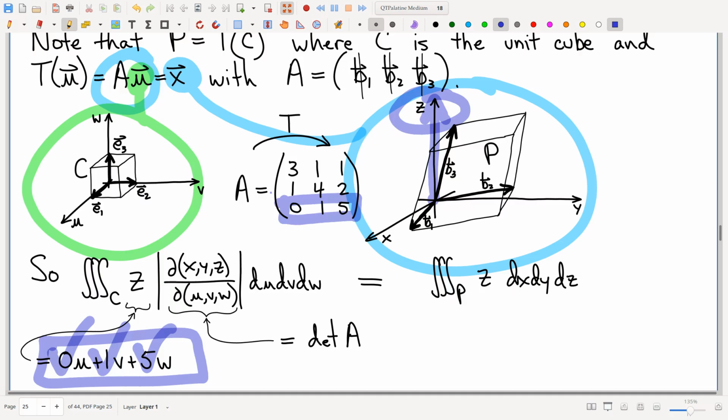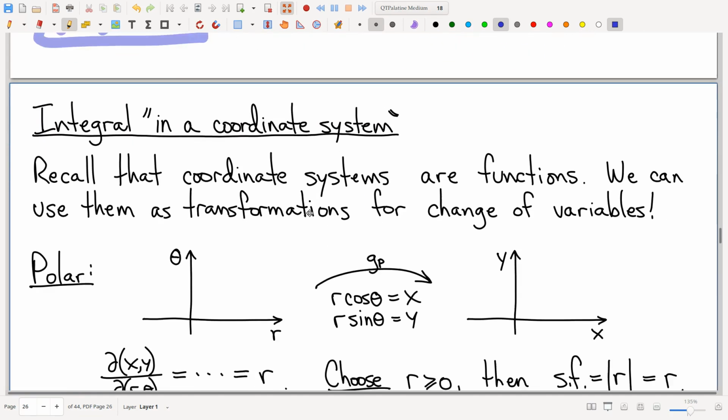Sorry for cutting you off, but I just need to explain again how we get this Z. Z is the third coordinate of the output. The output is this formula. A is right here. So just multiply it out, and the third coordinate will end up being that. Okay, thank you. So, moving along.